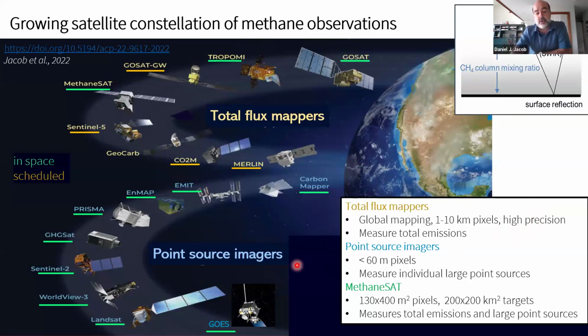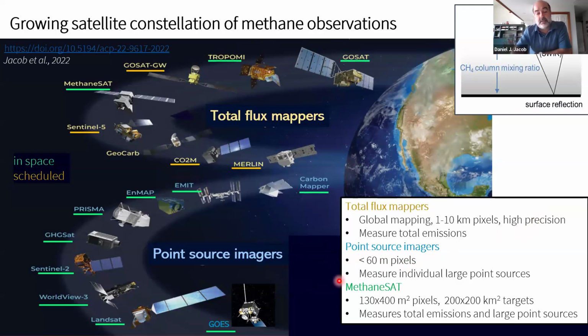And then you have point source imagers, which have much lower precision, but much finer pixels, for example, GHGSat or EMIT. And with those very fine pixels, they can detect and measure the emissions from individual large point sources. But they cannot detect the background methane emissions.